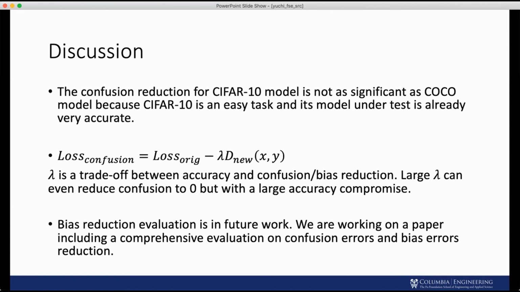We didn't include the bias evaluation in this paper. It will be in future work, which we are currently working on.